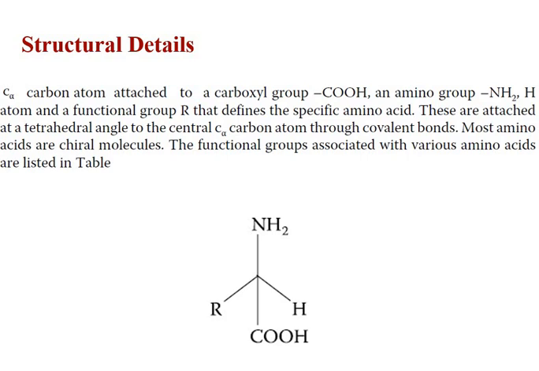This central portion is called the C alpha carbon atom, and it is attached to 4 groups. This is a carboxyl group, COOH. This is the amino group, NH2, then a hydrogen atom, and finally the functional group that makes this a specific kind of amino acid. These change, and accordingly you get different amino acids.